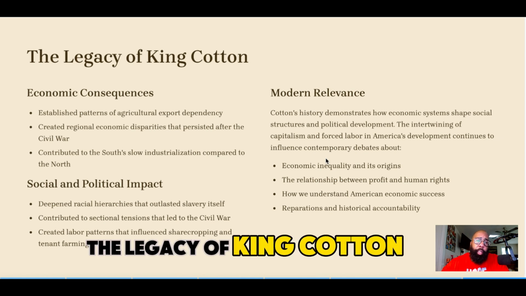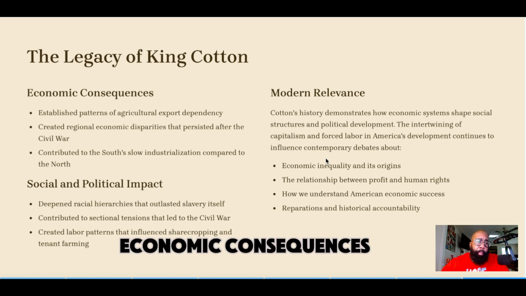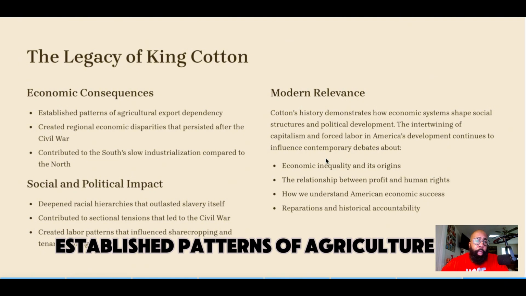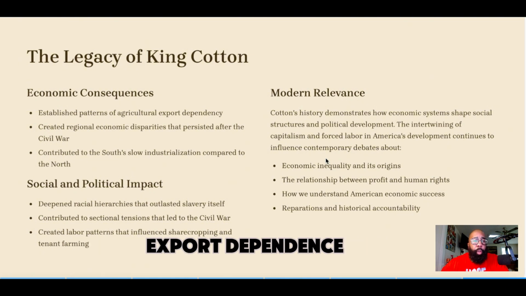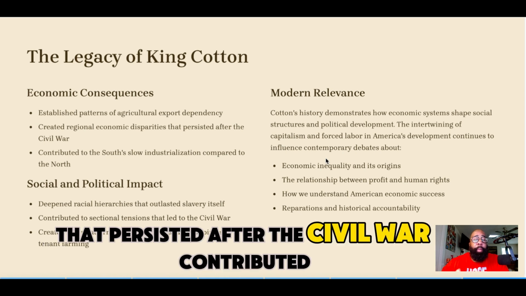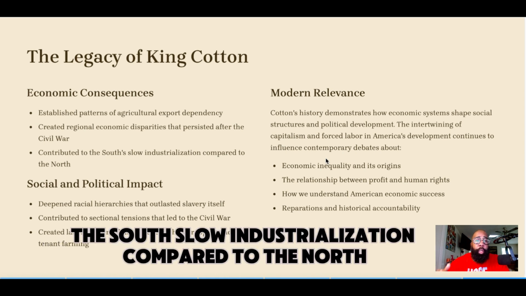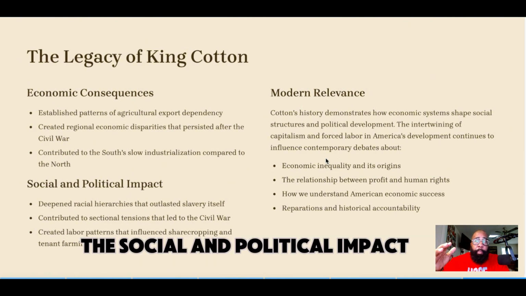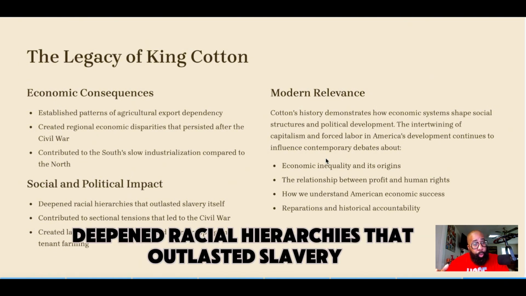The legacy of King Cotton. Economic consequences: it established patterns of agricultural export dependence, created regional economic disparities that persisted after the Civil War, and contributed to the South's slow industrialization compared to the North. The social and political impact: it deepened racial hierarchies that outlasted slavery itself.